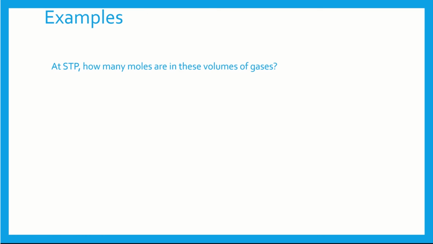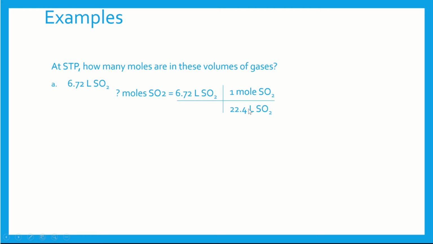More importantly, at STP, how many moles are in these volumes of gases? So 6.72 liters, we can work backwards. And now we've got liters on the bottom. We know that 22.4 liters equals 1 mole. We crunch the numbers, we get 0.3 moles of SO2.